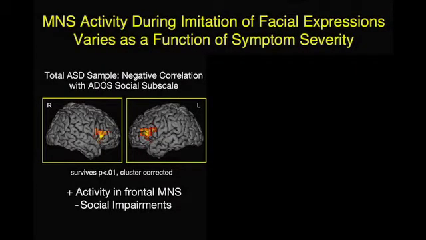We pushed this one bit further, and we ran a regression analysis with the ADOS social subscales, because we've also used it in the prior studies. And basically what we did, we looked at the score on the ADOS social subscales, and we asked, where is activity modulated or does it vary as a function of how impaired a child is?